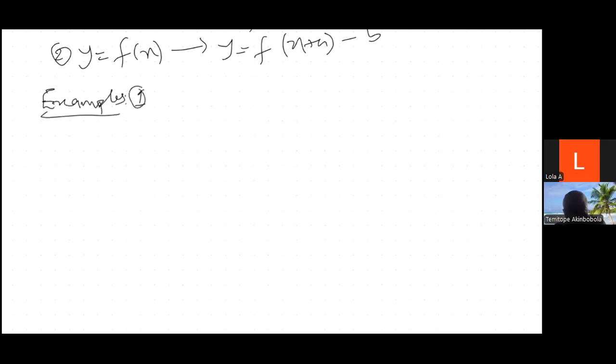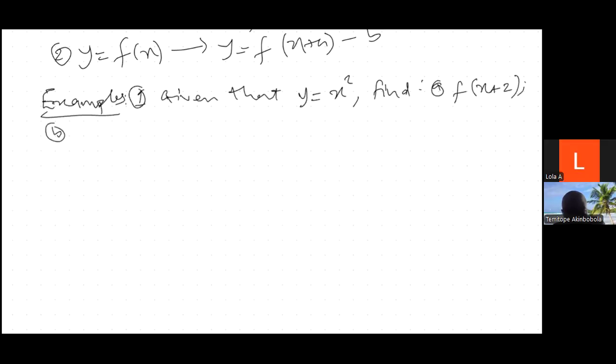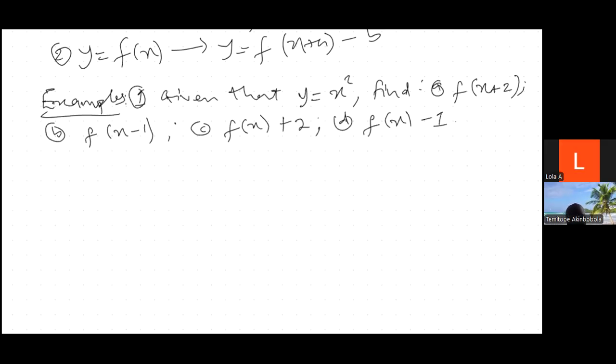Number one says, given that y equals x squared, find question A, f of x plus 2. Question B, f of x minus 1. Question C, f of x plus 2. Question D, f of x minus 1. That's example one. So write the question so that we'll be able to do it together in that order.